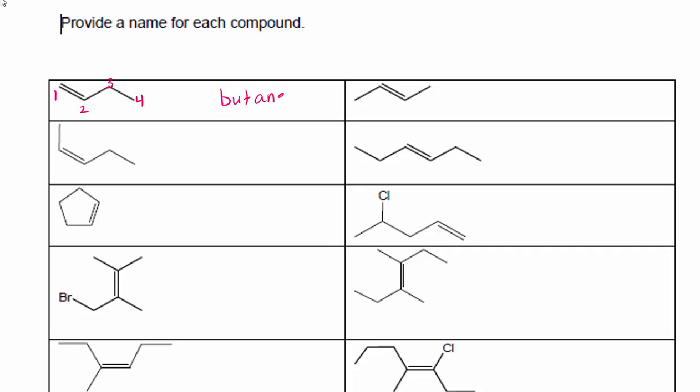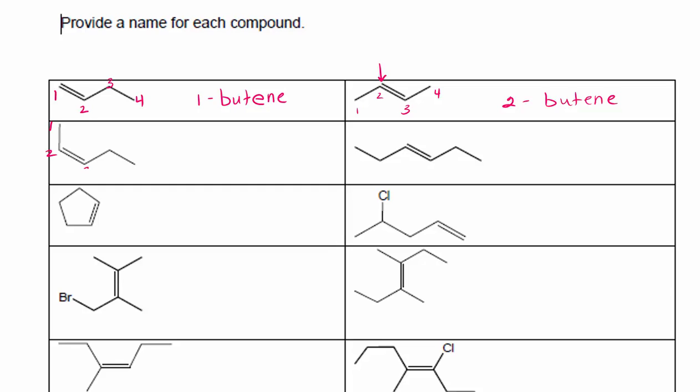Now, if this was an alkane, we would call it butane, but it's not. So we take away that A and we make it butene. We have to say where that double bond starts, and for this butene, it starts at carbon 1. This is also a butene. But this butene, the double bond starts at carbon 2, so we call this 2-butene.